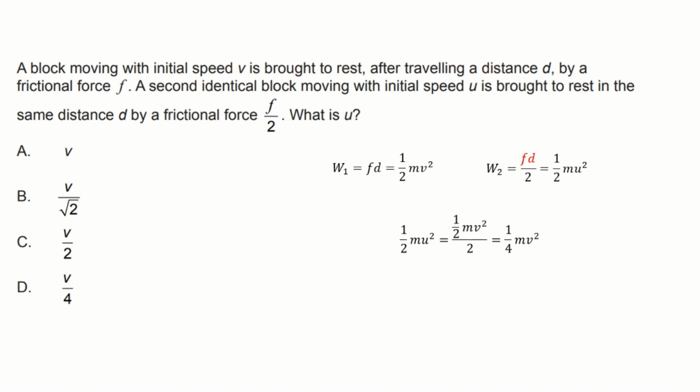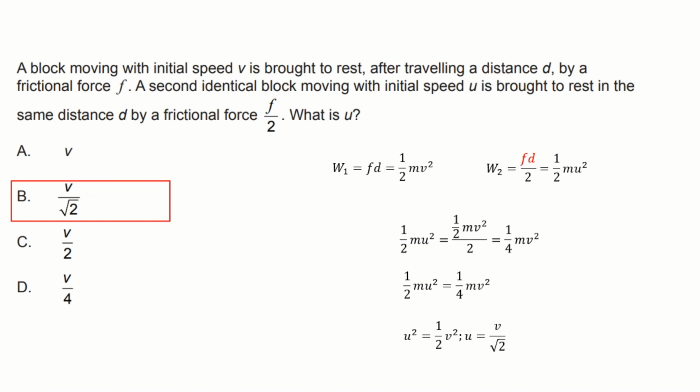Now these things are identical, meaning their masses can cancel. And therefore, we would have a relationship which is simply that u squared is equal to a half v squared. In other words, u is equal to v divided by the square root of 2. And that is our answer B.